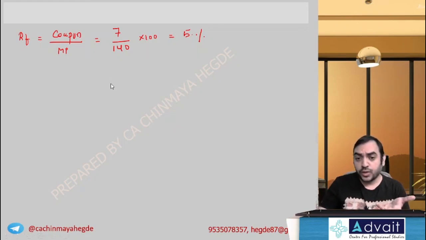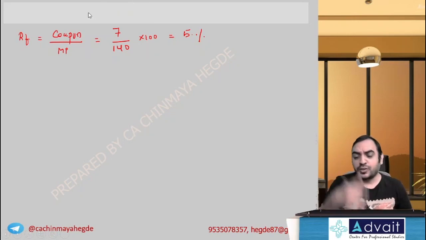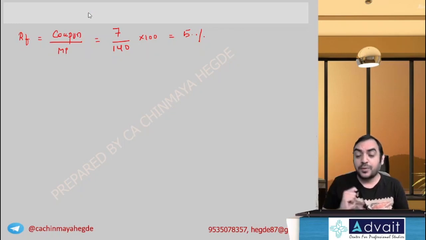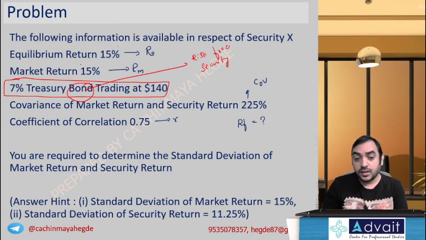And what is this formula we have done? Simple formula, return on investment: coupon is income, investment is market price. This is what we used to call yield. Remember, current yield for the immediate next year. What income I get for next year and what investment I make. Coupon by market price, current yield. This was like dividend yield, dividend by market price. What income I get in the immediate next year by way of income from investment in bonds, in this case treasury bonds. So RF I got, and what they have given, equilibrium return.